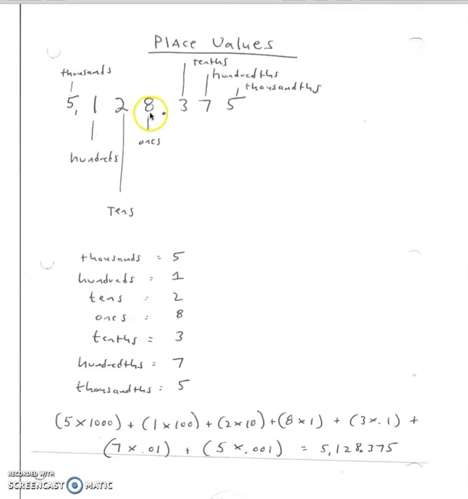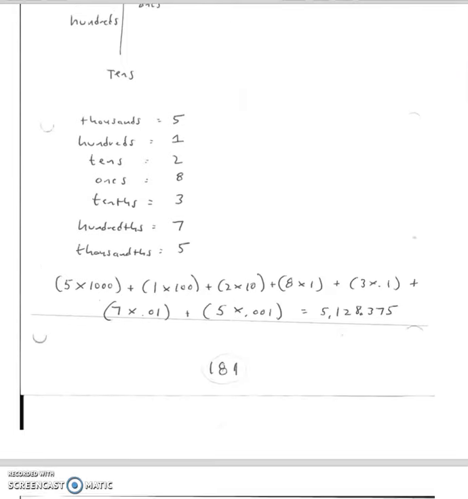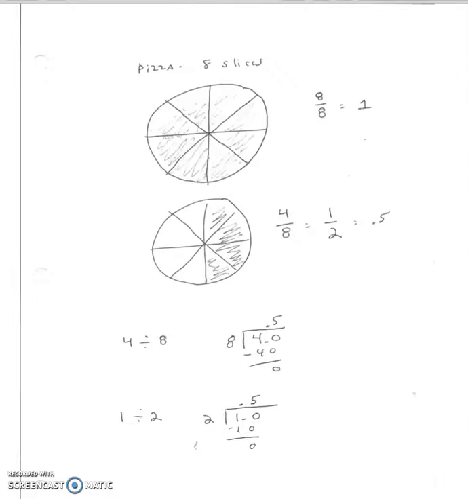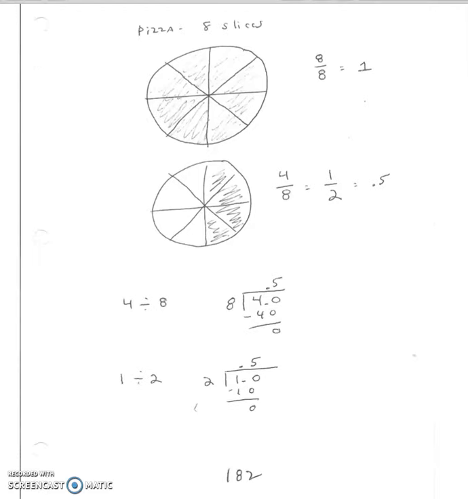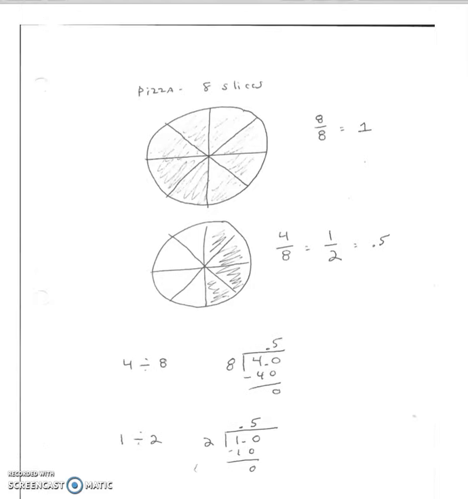5,128.375. If you want to keep it real simple, take the example of 28. You would see 28 is really 8 ones and 2 tens. 2 times 10 is 20. 8 times 1 is 8. We add them together, and that gives us 28. So that's place values.